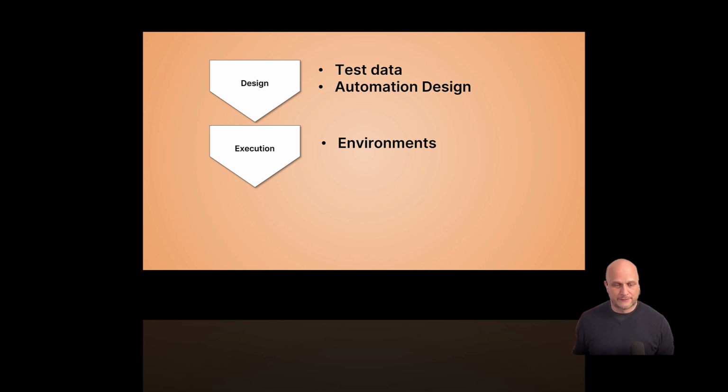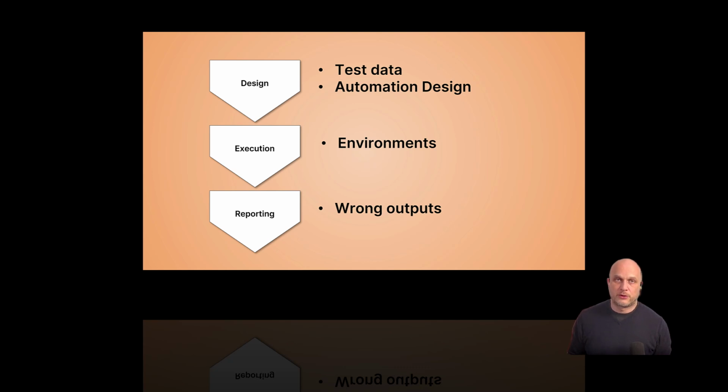Then there's a second phase, which is called execution. You're running your automated test cases in a myriad of different environments. And last but not least, there's the reporting phase. So we are collecting all of the evidence, we are collecting all of the results and generating output. And as you might already have noticed from the caption wrong outputs, those are different routes, different sources of false positives.